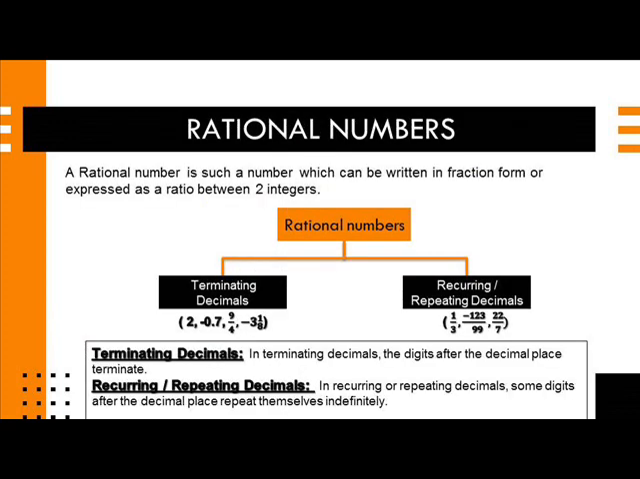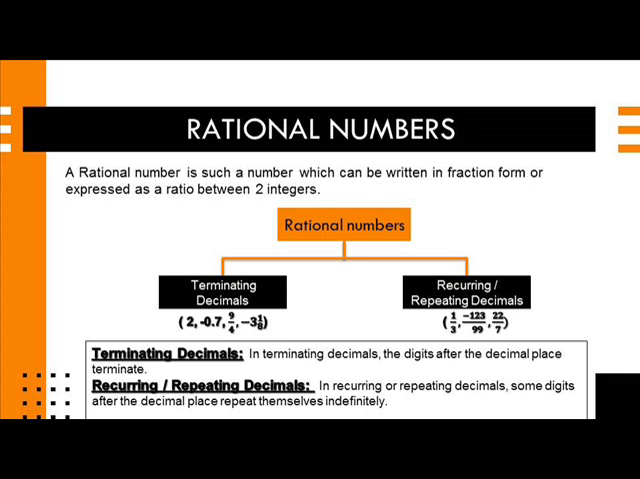Our first topic is rational numbers. Well, a rational number is such a number which can be written in fraction form, or you can say which can be written in the form of p over q, where p and q are integers but q cannot be zero. Rational numbers are further classified into terminating decimals and recurring or repeating decimals.